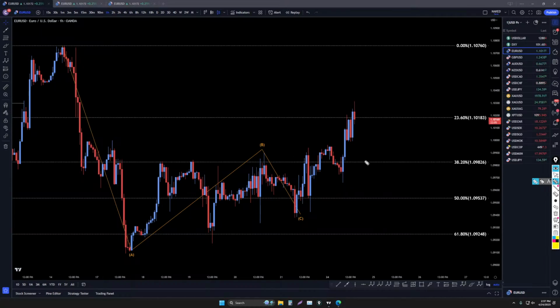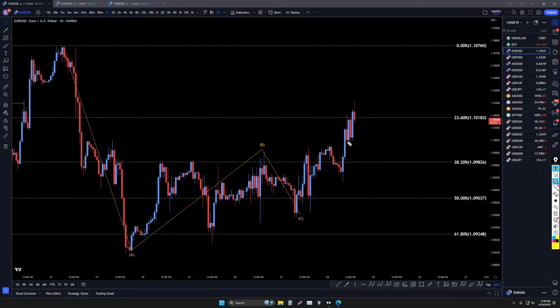Now, I've been long on the euro dollar, and I'm still long on the euro dollar because there's really no confirmation that it's going down yet. But if it does break that structure, that's going to tell me that this is not trending up. Because like I said, if you enter at the end of an ABC correction and it does not trend, then it's probably not the end of an ABC correction.